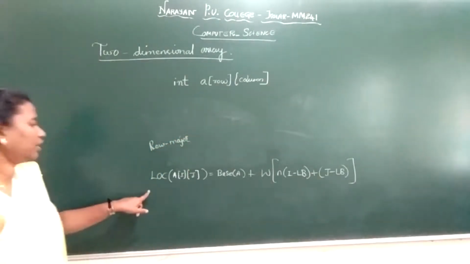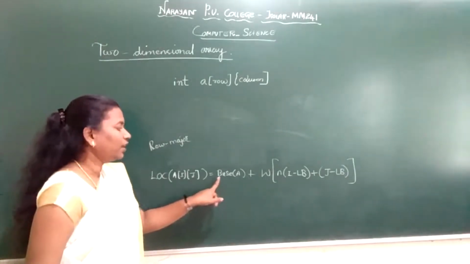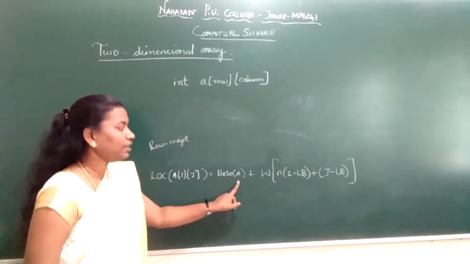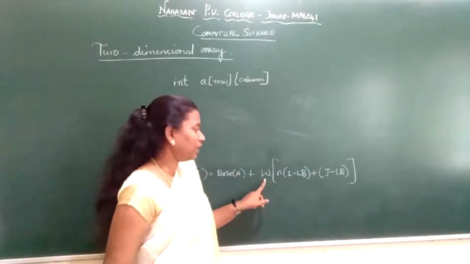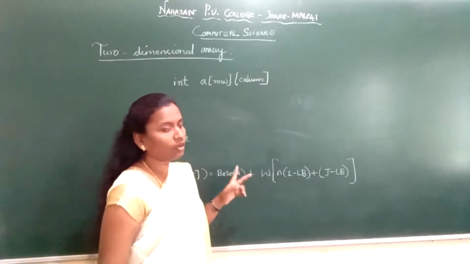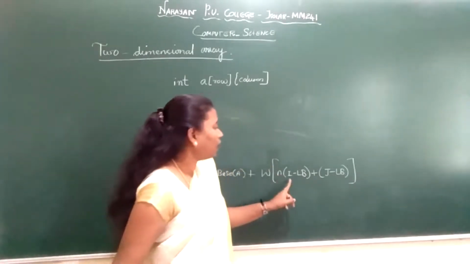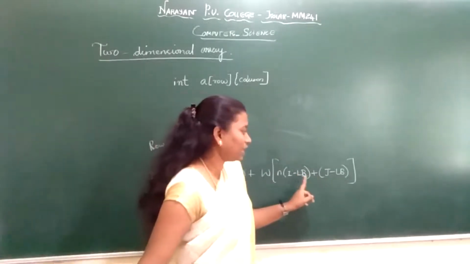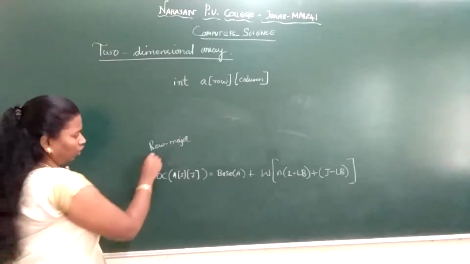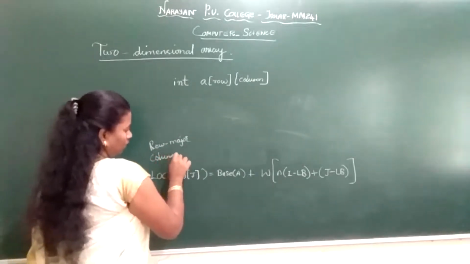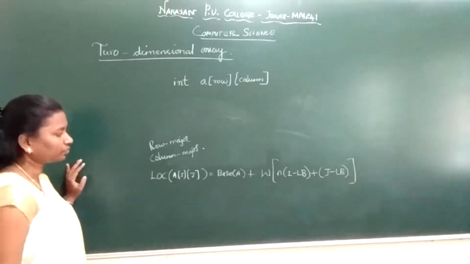So I have the location A of i, j. If I want to find the location of any element, how will I find it? I need to have the base address, that is the beginning address. Next, W stands for words per memory cell, which can be 1 or 2. Now n is for the column, i is for the ith row, jth column, minus LB, which stands for lower bound. So when you substitute here, you will find the row major. Column major is also the same.